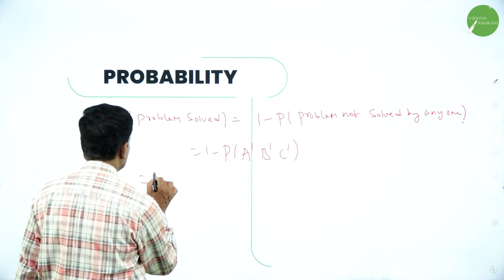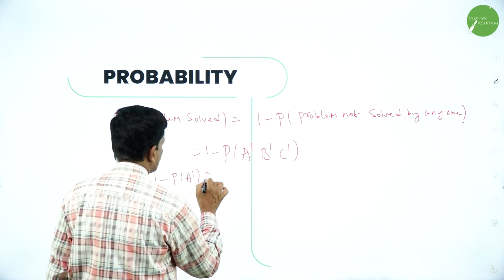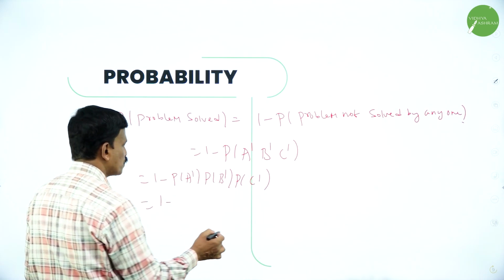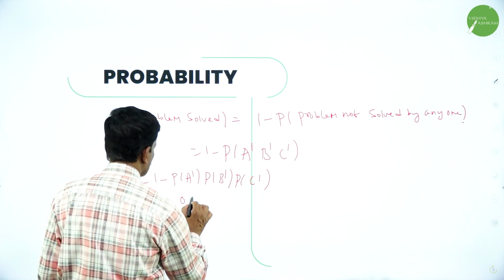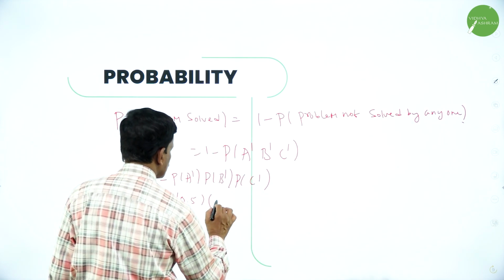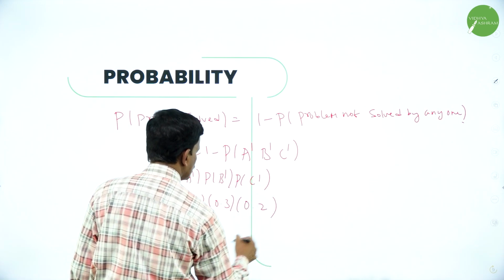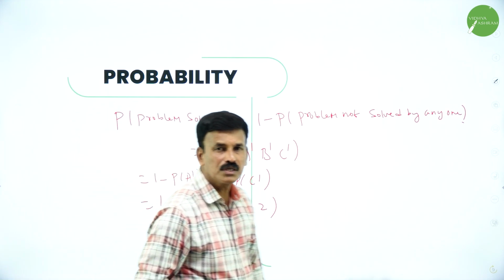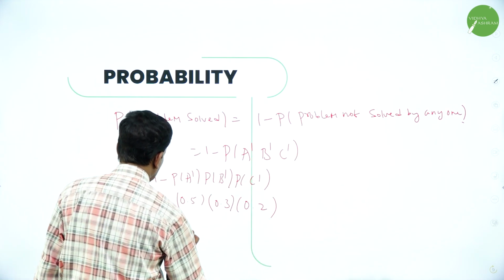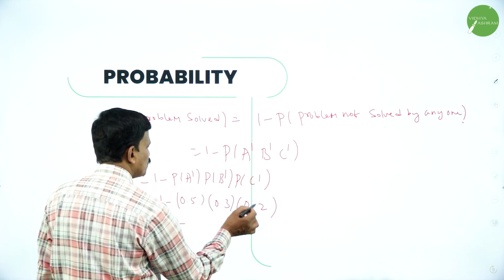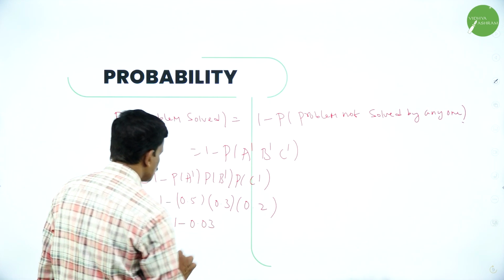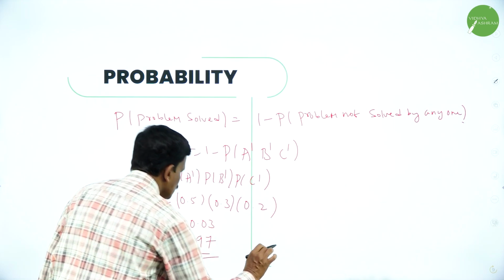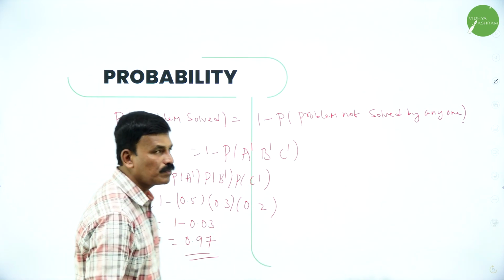Very simple. This is equal to 1 minus probability of A dash into probability of B dash into probability of C dash. Probability of A dash is 0.5, into probability of B dash, 0.3, into probability of C dash, 0.2. So 1 minus 0.5 into 0.3 into 0.2 will give the answer. 5 threes are 15, 15 twos are 30, that is 0.03. So 1 minus 0.03 is 0.97. So this is the probability of the problem solved.